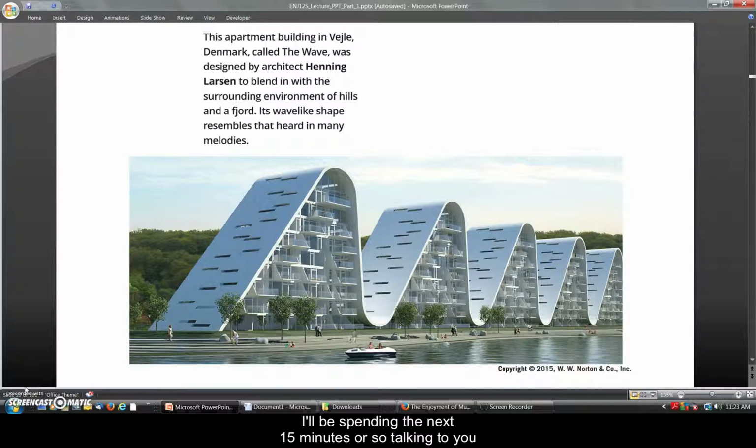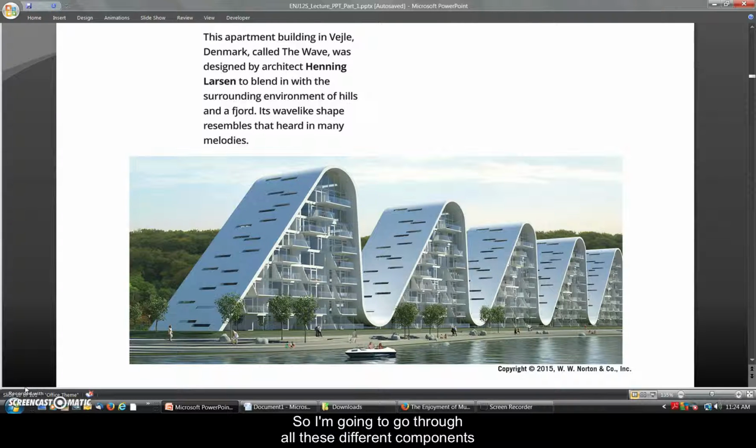I'll be spending the next 15 minutes or so talking to you about the first 12 chapters of the book, which is our Unit 1. This is all the different parts or components of music, kind of how we all put it together to give you a clear understanding of how we're going to listen to music as we get into the history of music, which really starts in Unit 2.